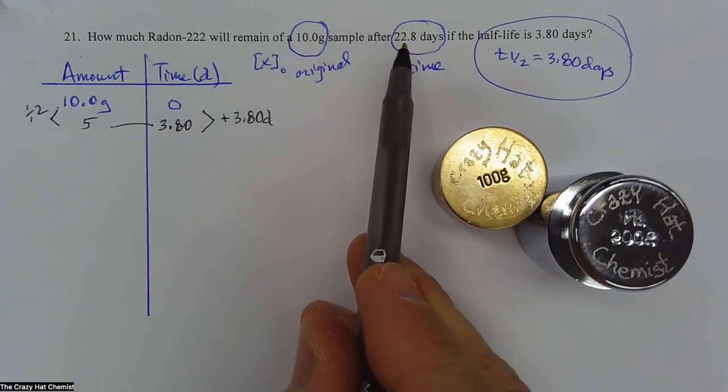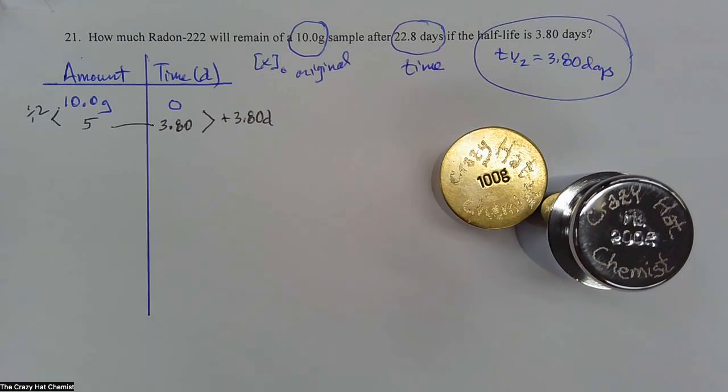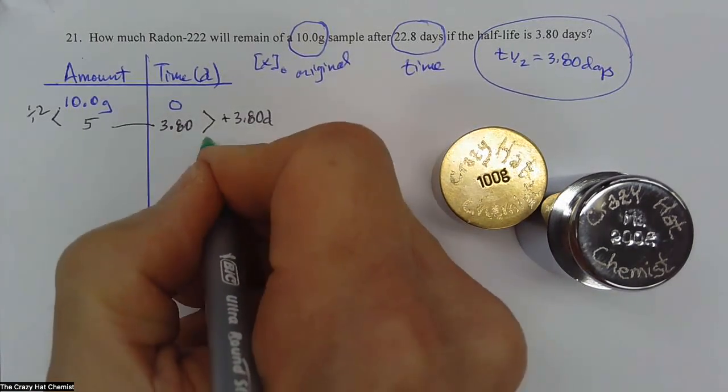It says how much will remain after 22.8 days. Is that 22.8 days? It is certainly not. So I am not done with that then, consequently. So I need to keep on hammering this out. We're going to beat it with a stick again.